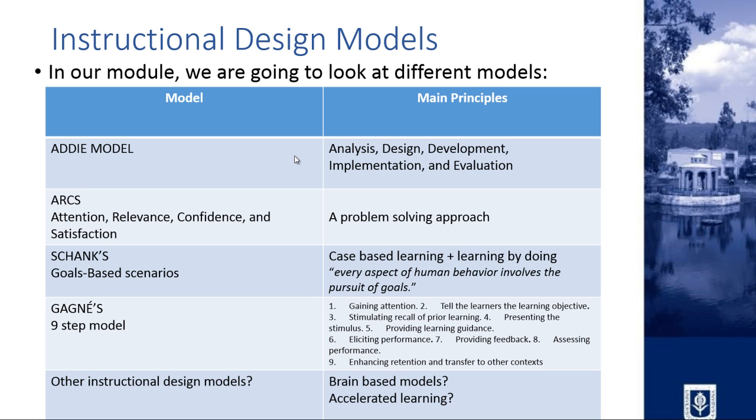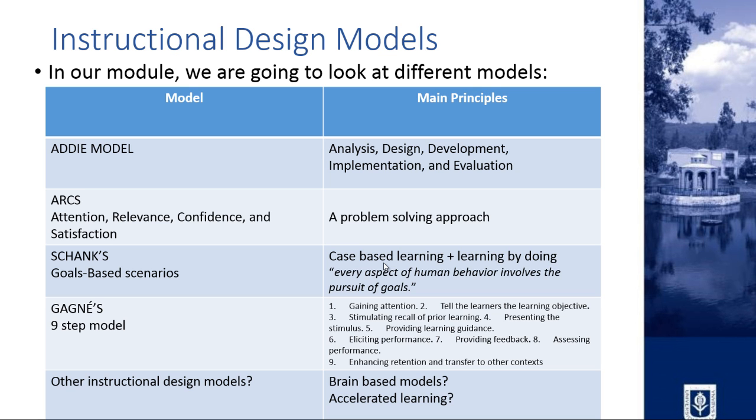We are also going to look at Gagne's model. This is a 9-step model of instruction, which starts with the 9 steps that you see on the right. We have gaining attention, so a warm-up activity, for example. We have telling learners the learning objective very explicitly, and we're also going to look at performance-based objectives in our module. I'll talk about it later.